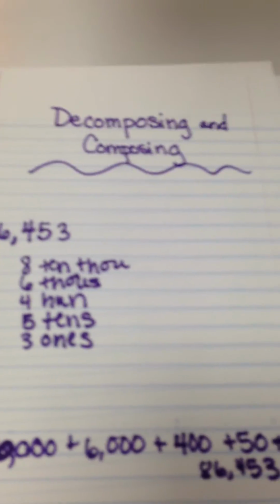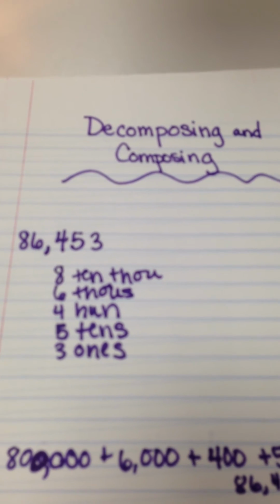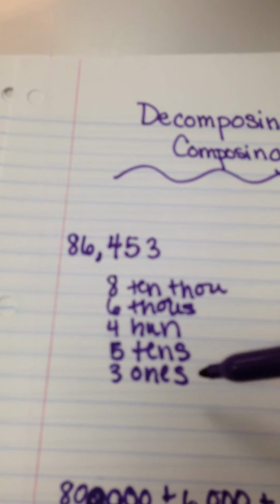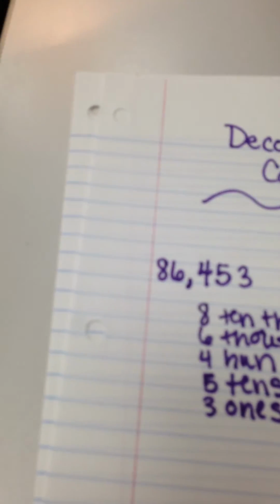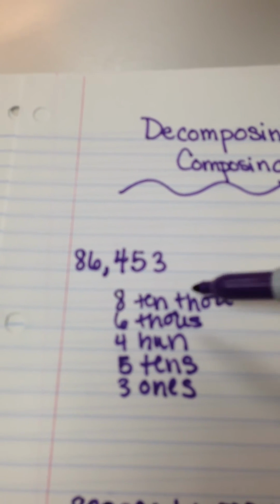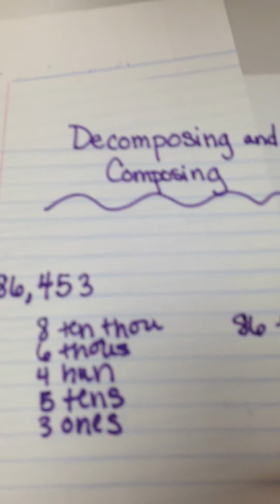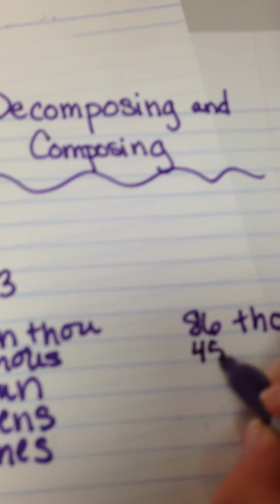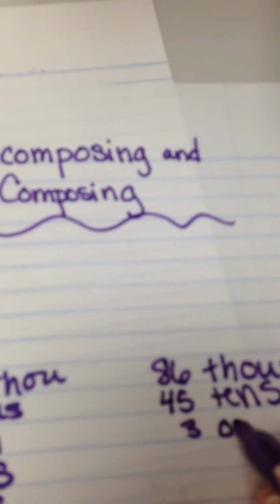Now we can also ask students to do a decomposing using the units that would make up each other. For example, with base 10, because each value goes up times 10, then we could compose this number. Instead of using 10,000s, I could just use 86 thousands. And instead of using, for example, the hundreds place, I really could just use 45 tens. And then, of course, I would still have 3 ones.